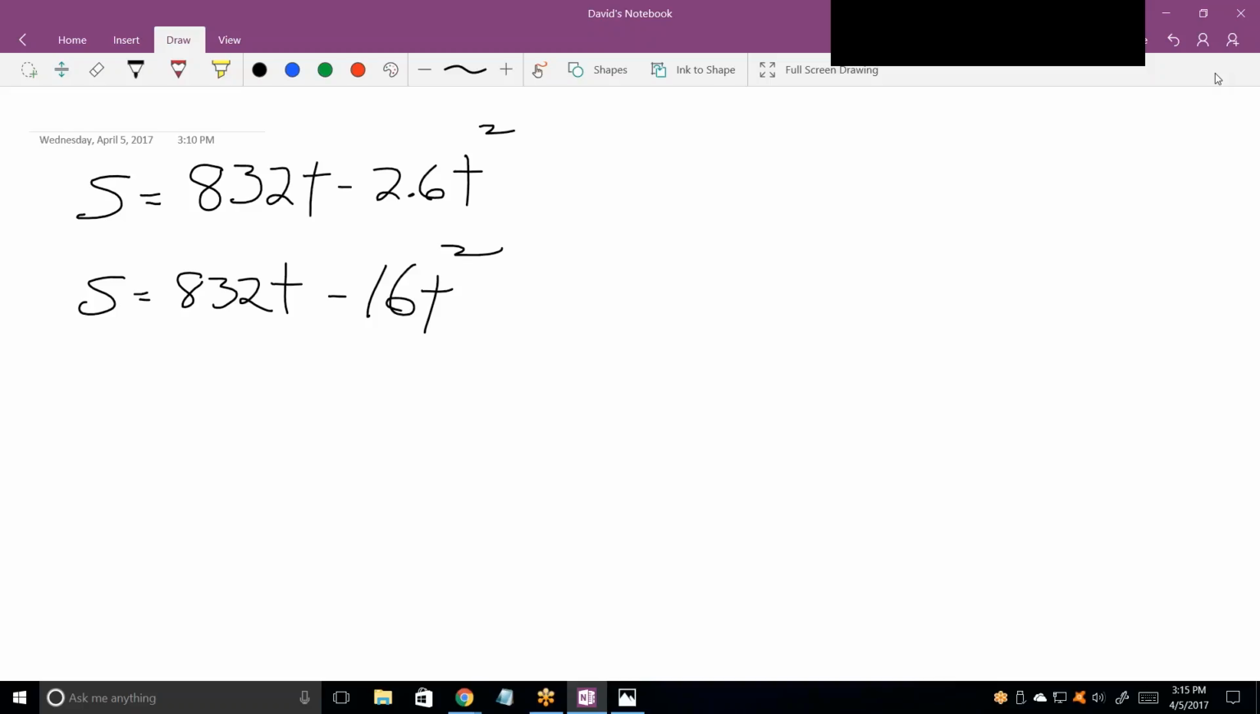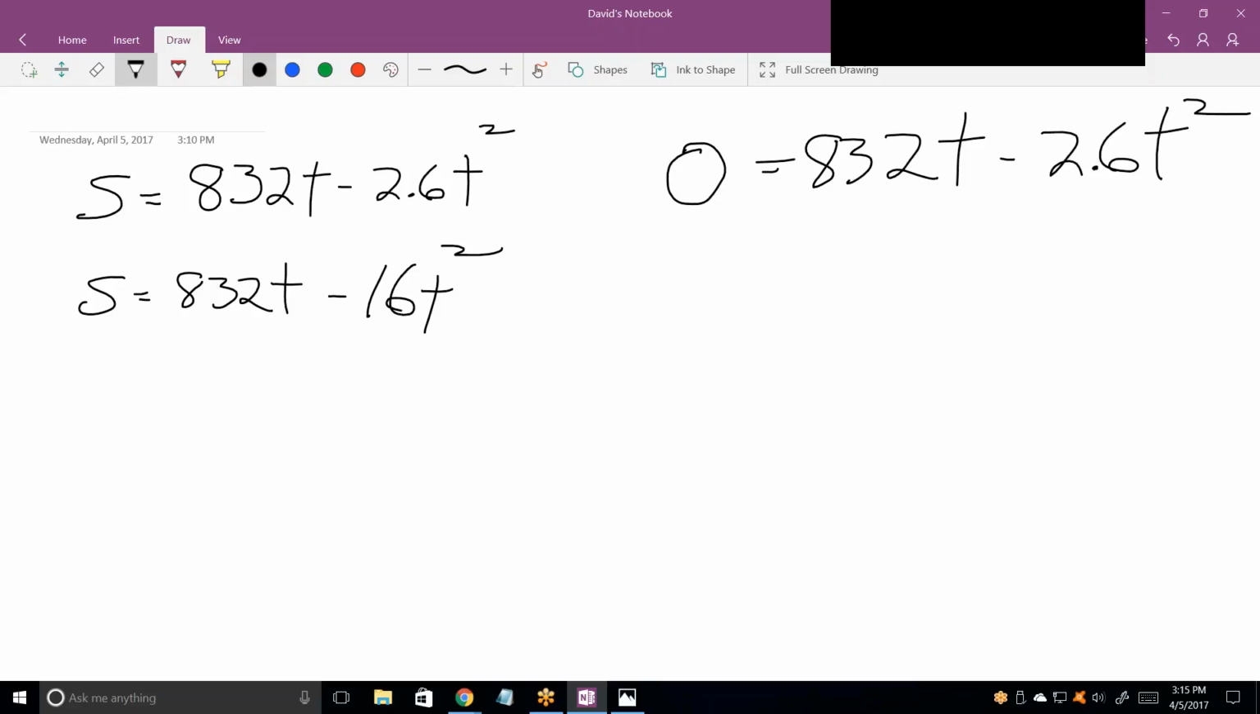Back at 0. So on the moon, I'm going to set its height equal to 0. And that should actually yield two solutions. In other words, it should tell me when the bullet was fired, because its height was 0, and when it returns to the moon. Well, I can factor a t out of both of those.